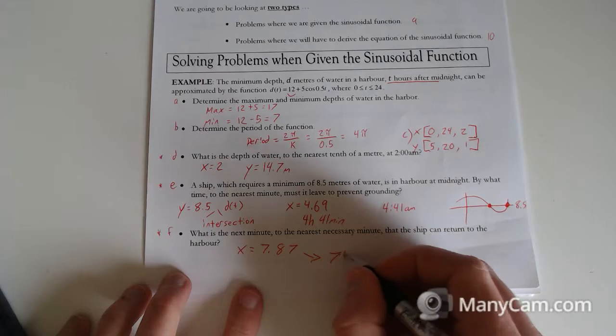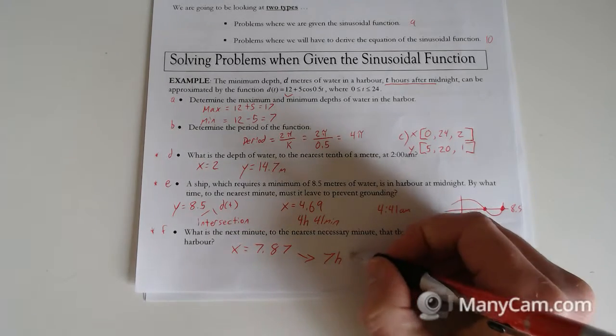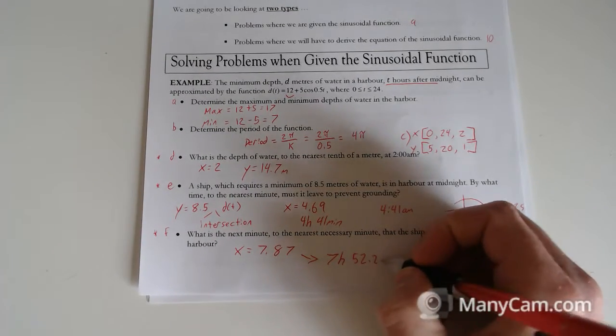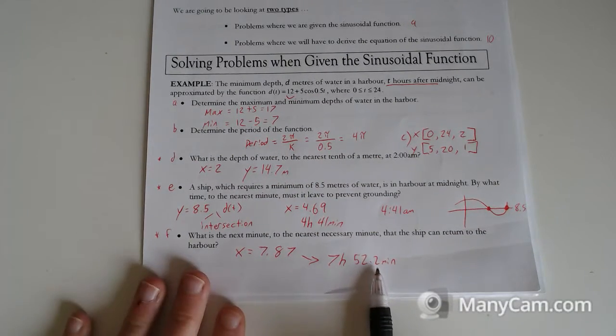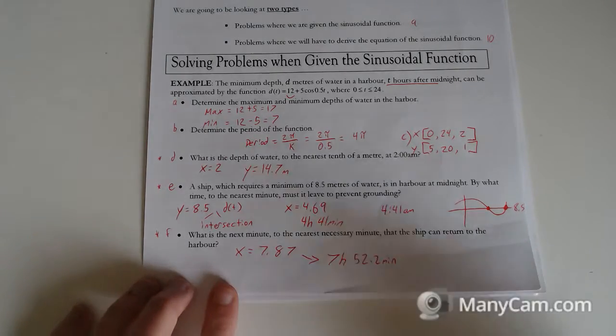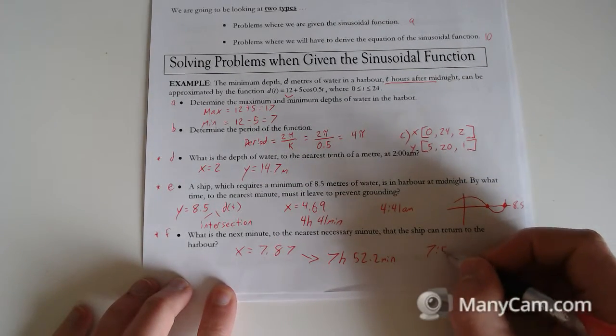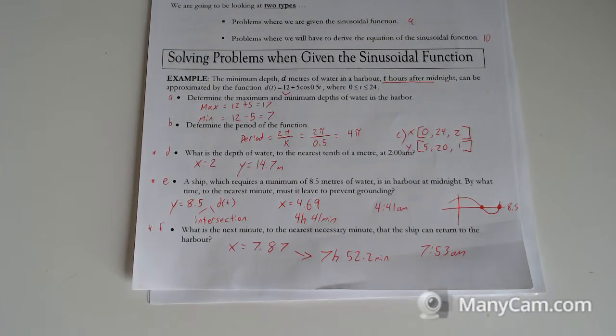So again, it's 7 hours. And what is 0.87 times 60? Is 52 minutes. Now they said to the nearest necessary minute. They cannot arrive back in the harbor after 52 minutes, 7 hours and 52 minutes. It's still too short. So it's going to be 7:53 after midnight. Okay, so just some graphing questions.